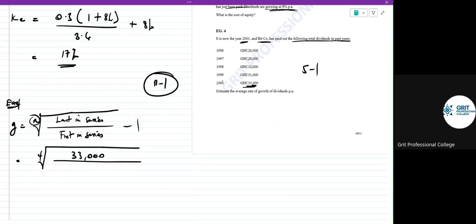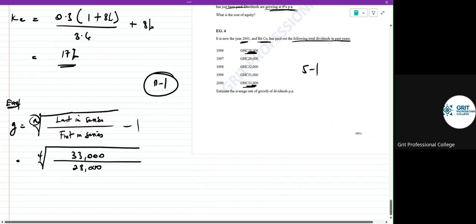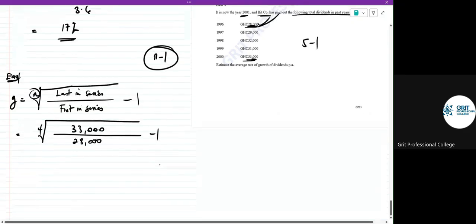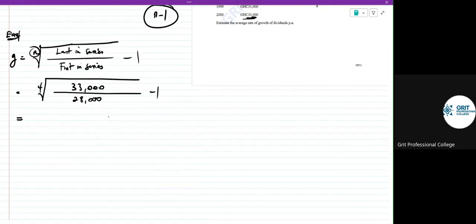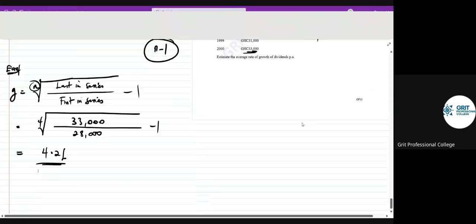All right. Then this is first in the series. So this is the first dividend, first one. So that is 28,000. The lecture note says dividend some years ago. So the very first one, this. Then whatever you get, minus 1. Okay. So that is going to be the growth rate. And when you punch everything, you are supposed to get a growth rate of 4.2%. So that's basically about that.